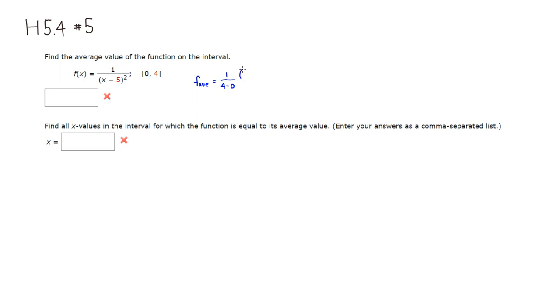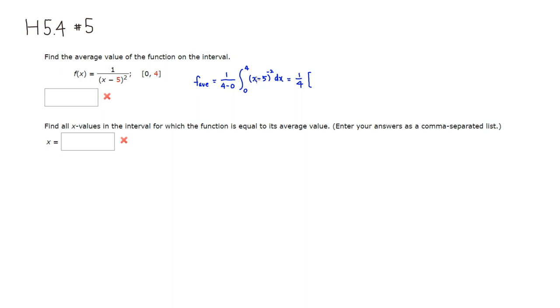Then you have an integral from 0 to 4, and you have a 1 over, actually I'm going to write it as a quantity x minus 5 to the negative 2 power dx. So 1 over 4 is just a constant in front. Alright, let's find the antiderivative.